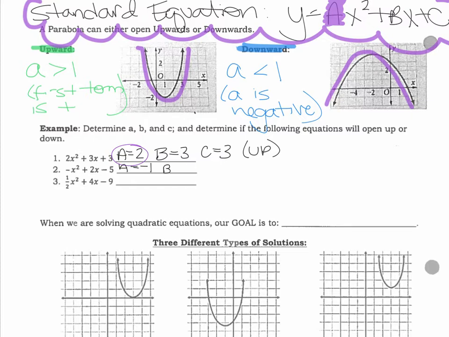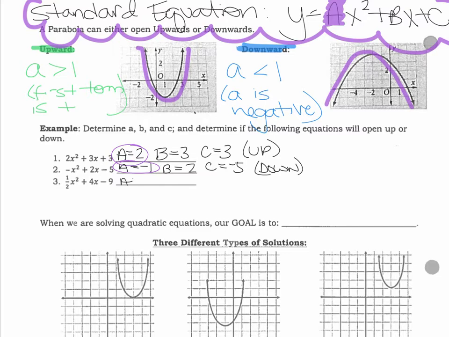-1. What's B equal? 2. What's C equal? -5. Is this opening up or down? Down. Why? A is negative. Pause this video, try the next one on your own, and then unpause it.